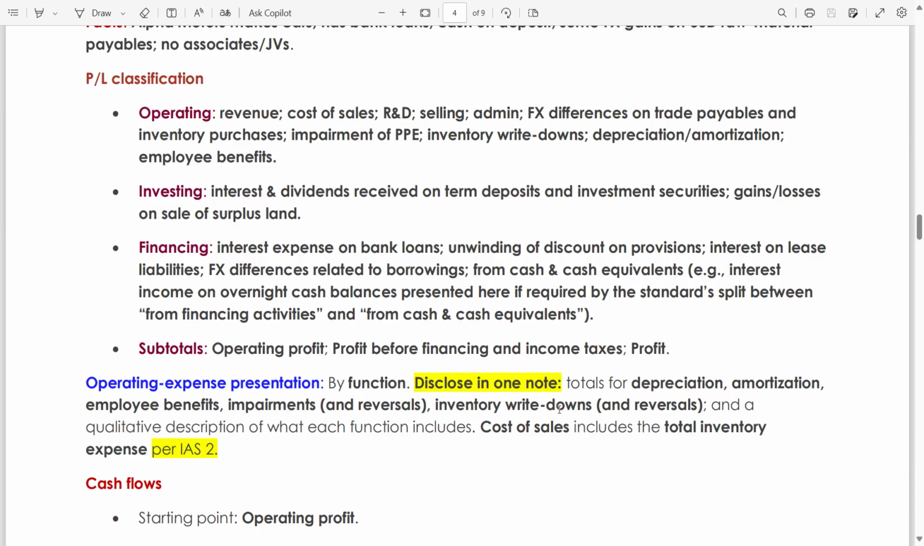From cash and cash equivalents, interest income on overnight cash balances is presented here if required by the standard, split between financing activities and cash and cash equivalents. Subtotals: operating profit before financing and income taxes, then profit. So this is how you have to do the P&L classification if the case is like this.